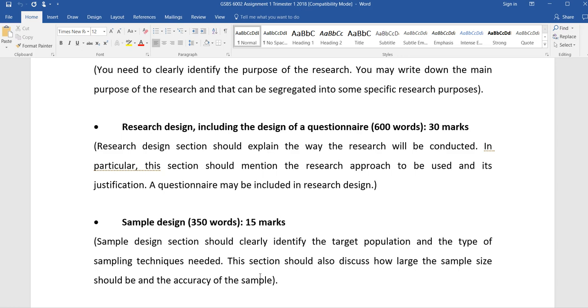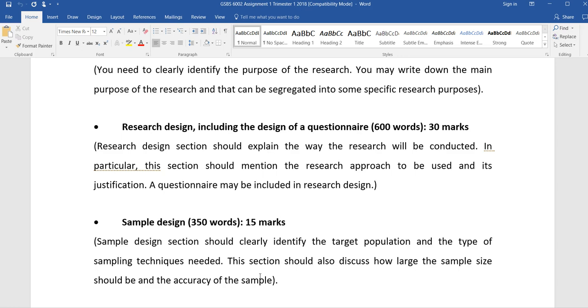Also, when you draw your questionnaire or write down your questionnaire, choose a particular type or wording of question and write down why you chose it. For example, if you write down open-ended questions or closed-ended questions, briefly write down why you chose this particular type of question. So the main point is you need to choose the research approaches or research methods, and that needs to be sufficiently justified.